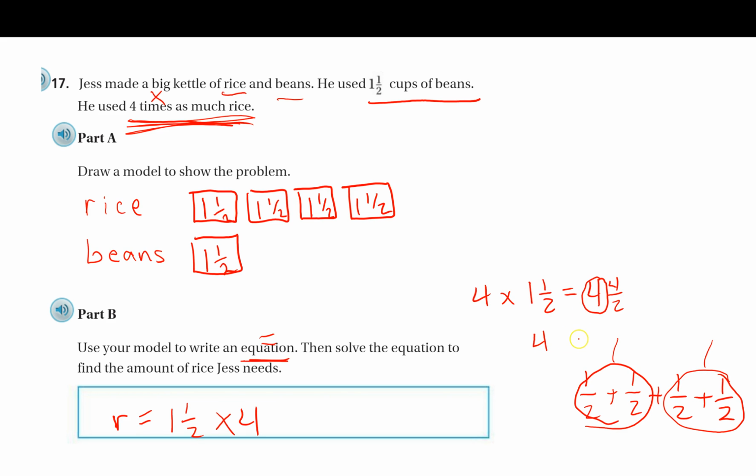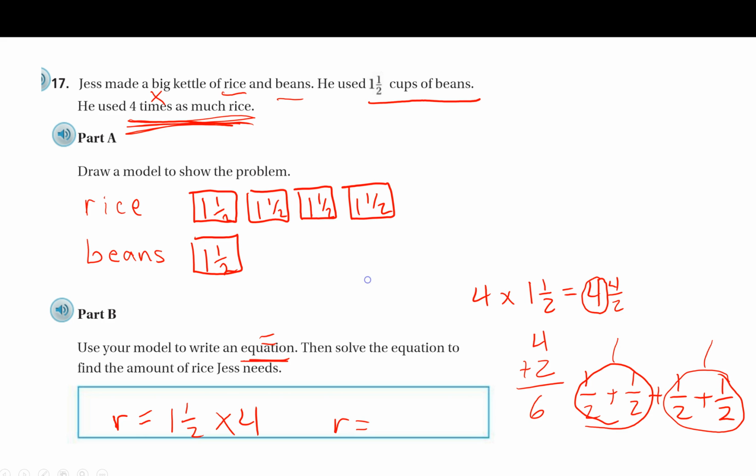So we had our 4 wholes, and now we have 2 additional wholes. We add those together, we get 6. So in this case, the rice equals 6 cups.